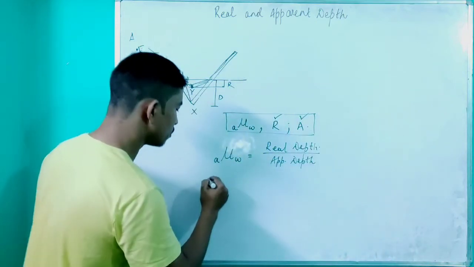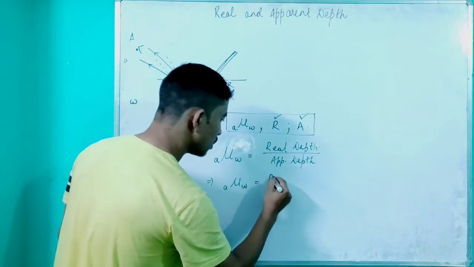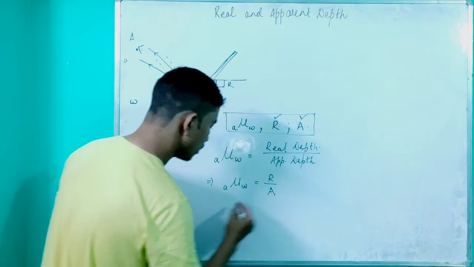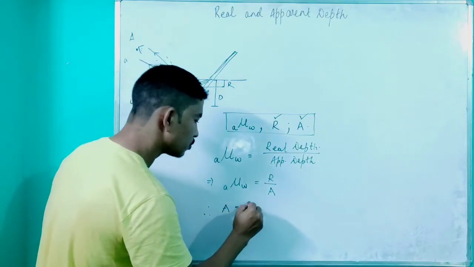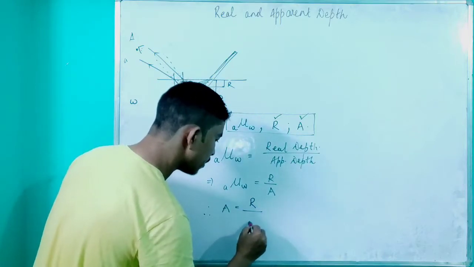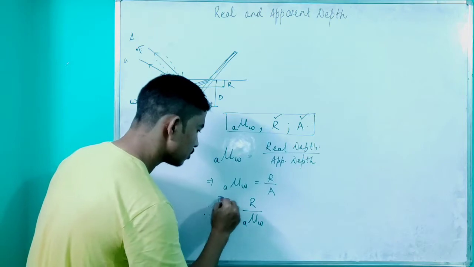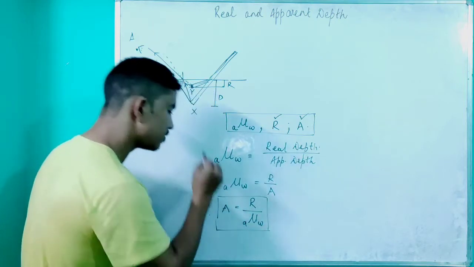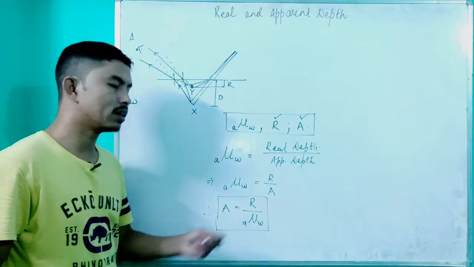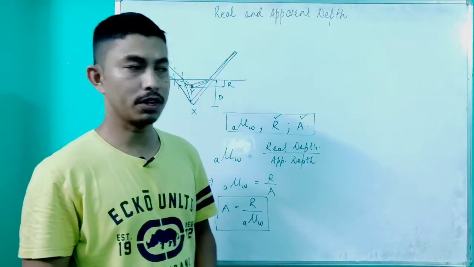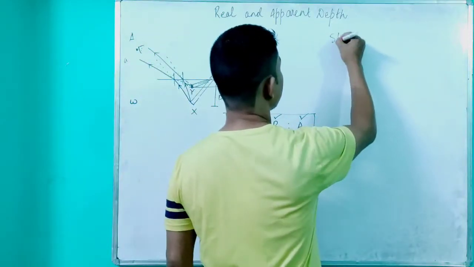If I write it in terms of symbols, I get the refractive index of water with respect to air is equal to r divided by a, or simply the apparent depth is equal to the real depth divided by the refractive index of water with respect to air. Using this formula, we can easily calculate the apparent depth knowing the real depth and the refractive index of a given medium. Now another important term is shift.